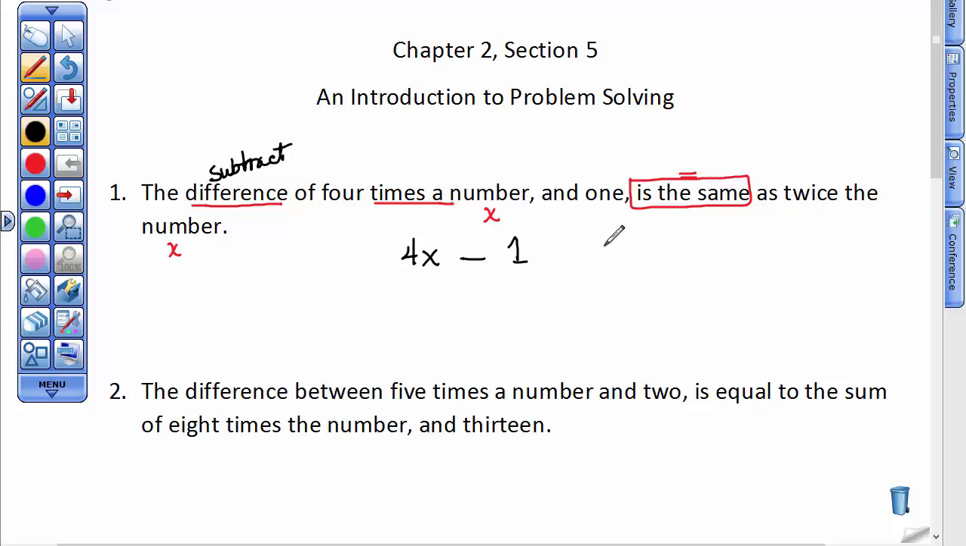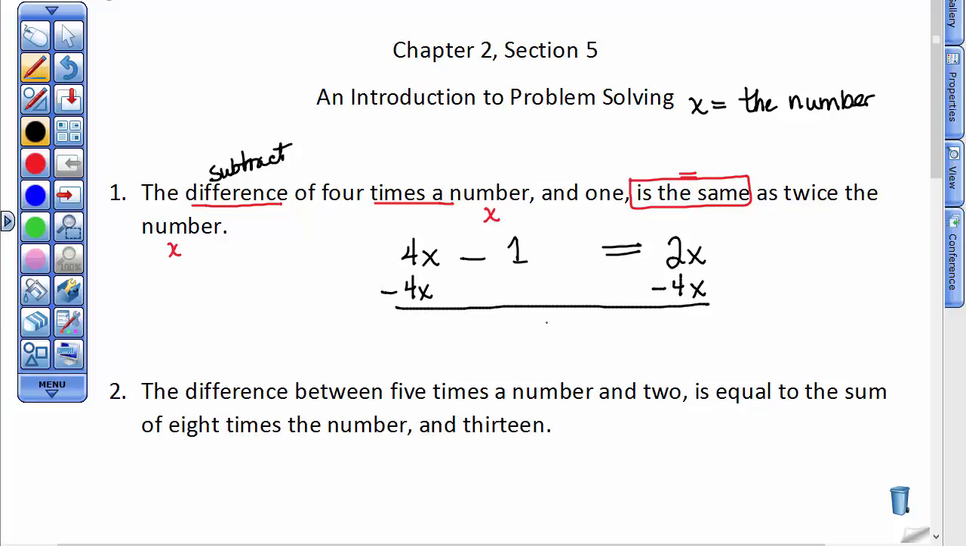Is the same as, my equal sign, twice the number. Remember, the number is represented by the letter x. We now have a math sentence, an algebra sentence, where we can solve this statement. So what we'll do is we'll subtract 4x from both sides because we want to get this minus 1 alone, and we want to get the variable x over to the right-hand side. This is not the way you have to do it, but it's the quickest.